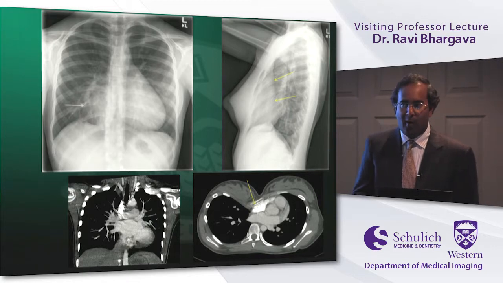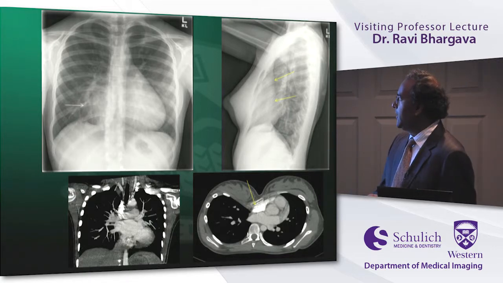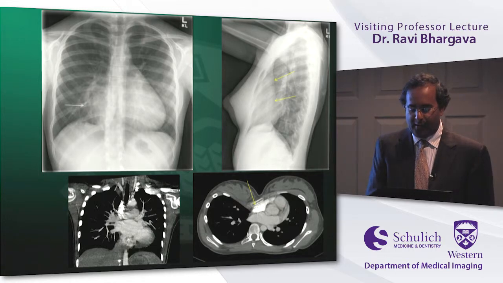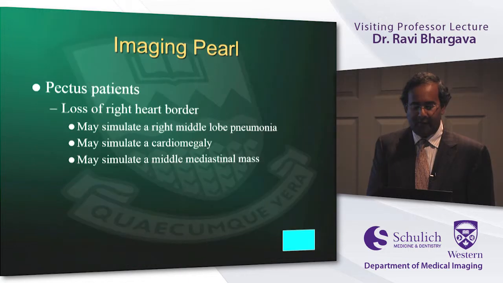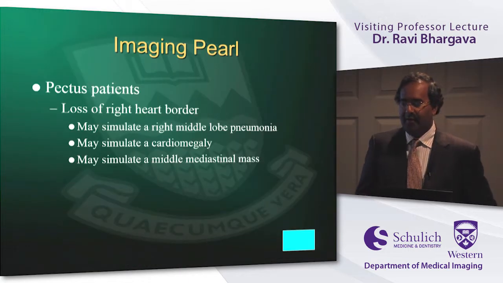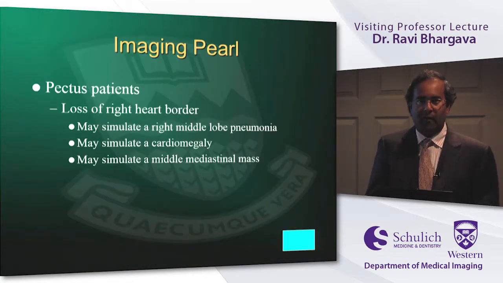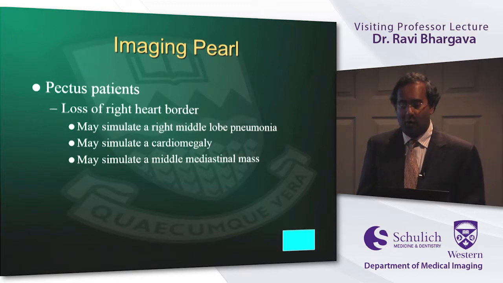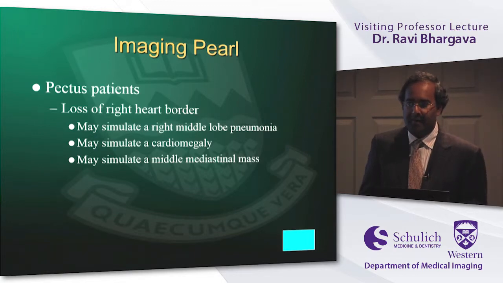And so one of the things to bear in mind is that if you can find a pectus abnormality, recognize that two things are going to happen. One, the heart is going to appear falsely enlarged, and second, you're going to lose the right heart border, both of which are just normal phenomena in children with pectus deformities. Because of that, the findings might simulate a right middle lobe pneumonia, so don't call that. It'll simulate cardiomegaly, so don't call that. And also it may simulate a middle mediastinal mass, so don't call that either.